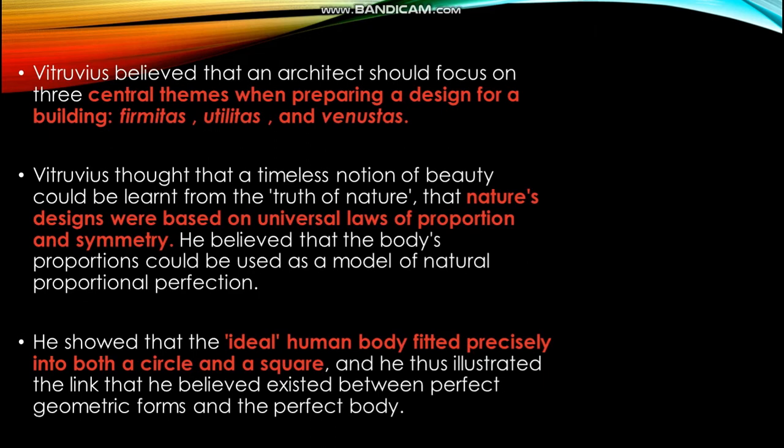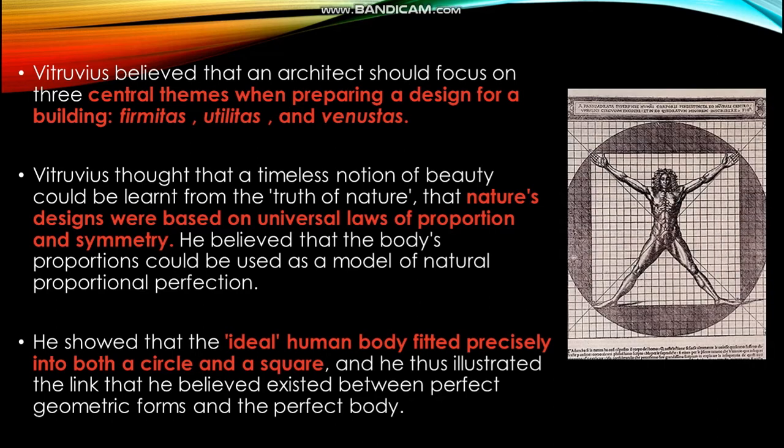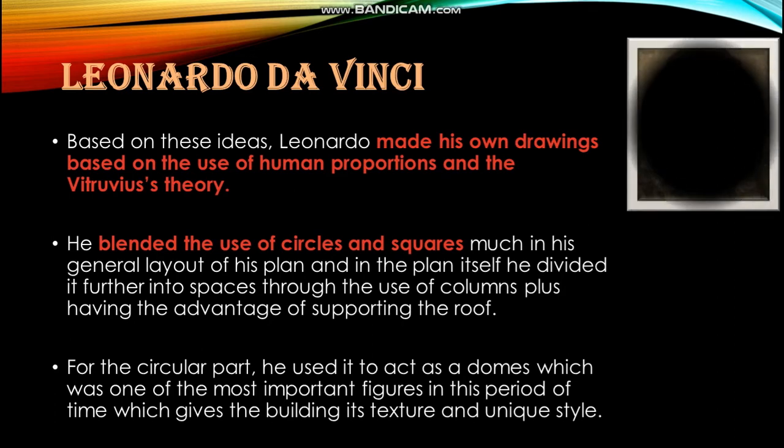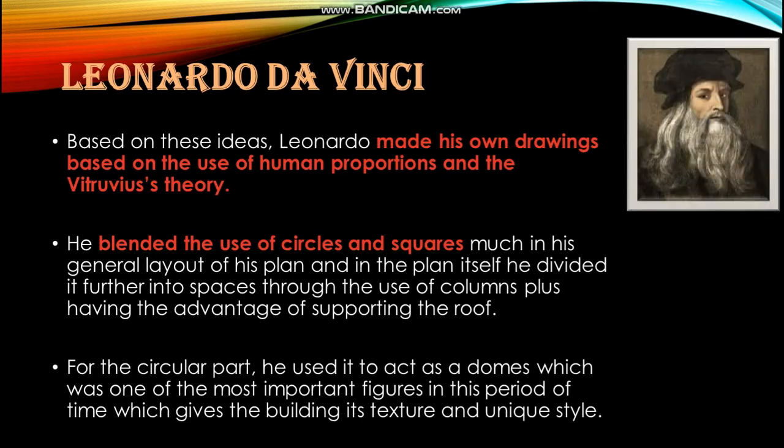Vitruvius believed that an architect should focus on three central themes when preparing a design for a building, which are strength, functionality, and beauty. He believed that the body's proportion could be used as a model of natural proportional perfection. He showed that the ideal human body fitted precisely into both a circle and a square. Thus, he illustrated the link that he believed existed between perfect geometric forms and the perfect body. Based on these ideas, Leonardo da Vinci made his own drawings based on the use of human proportions and the Vitruvian theorem.